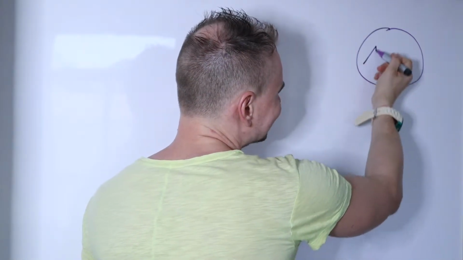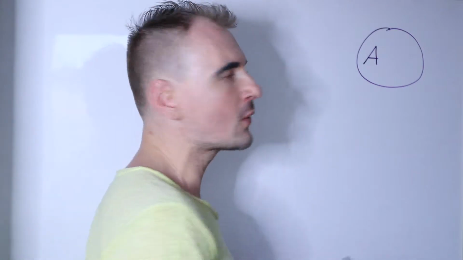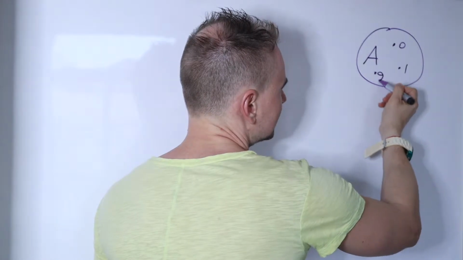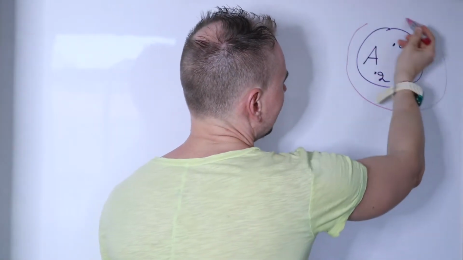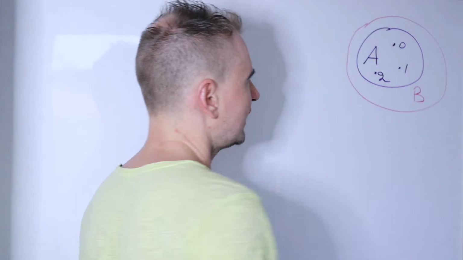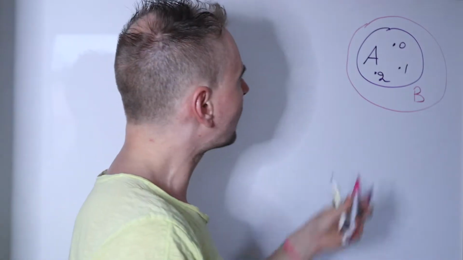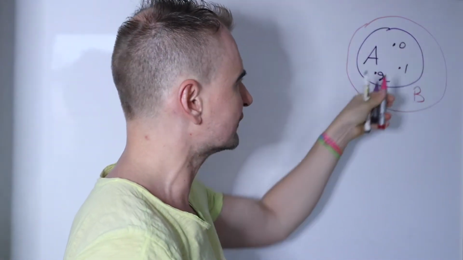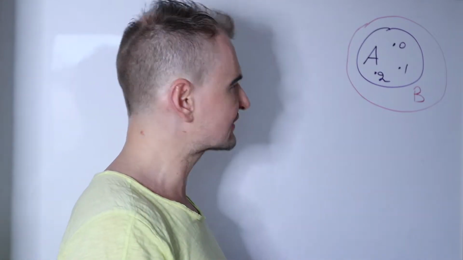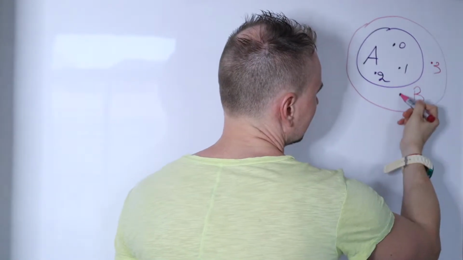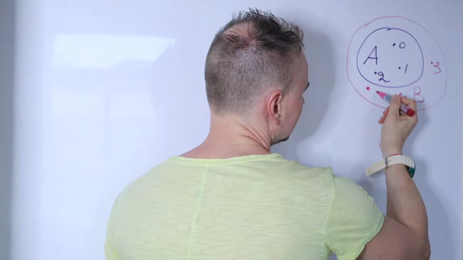Let's say your set A is made of the following elements: 0, 1, and let me throw in 2. Now, let's say you are given set B, which is larger than set A, and set B is composed of the elements 0, 1, 2, and on top of this, B is made of 3, 4, and I'm going to throw in 5.